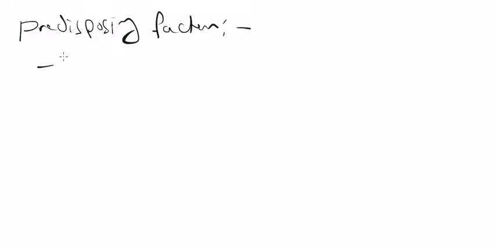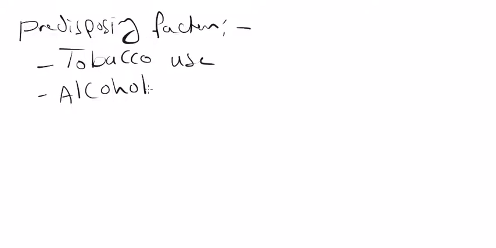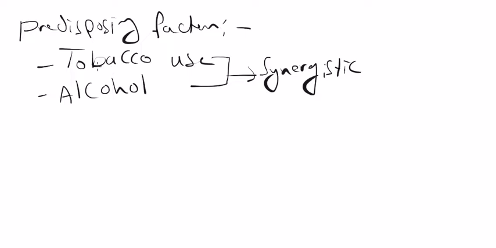The predisposing factors to oral SCC are, first of all, tobacco use, and second one is alcohol. Both of them, when used together, have a synergistic effect, which means that the effect of both together is more than just a summation of both factors.